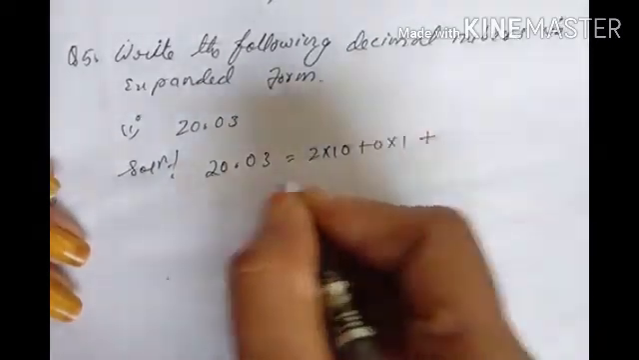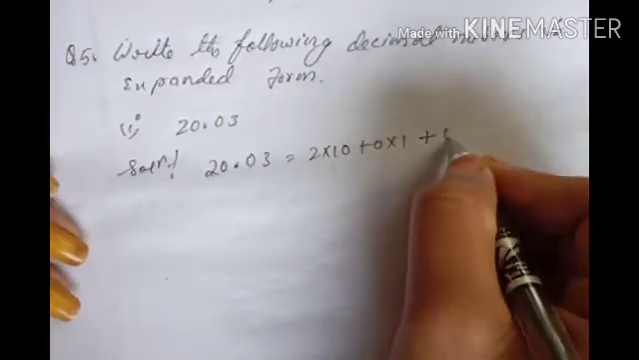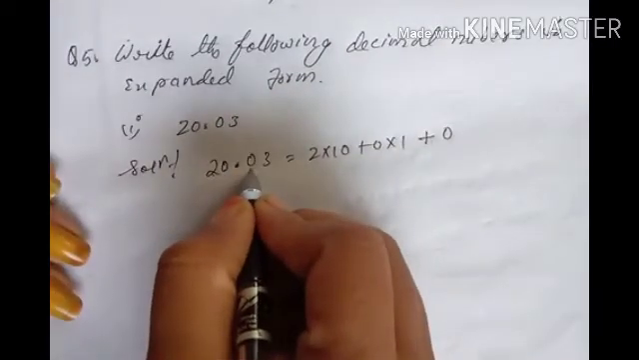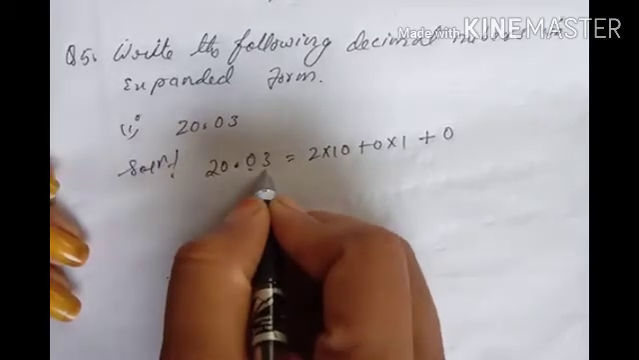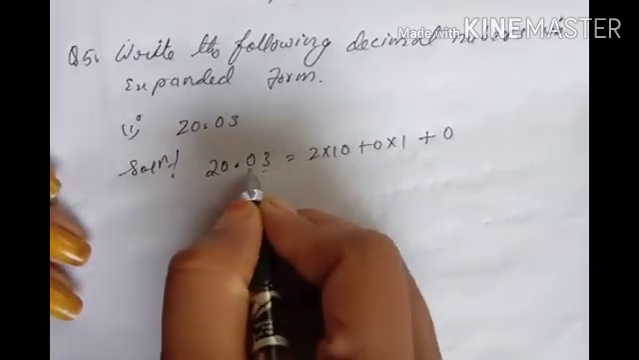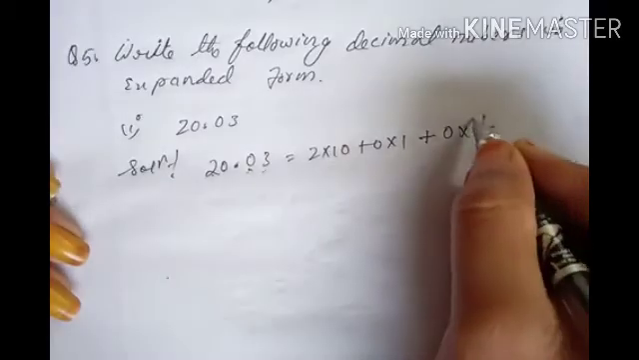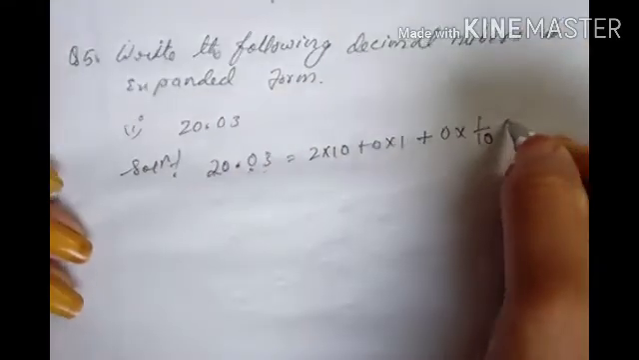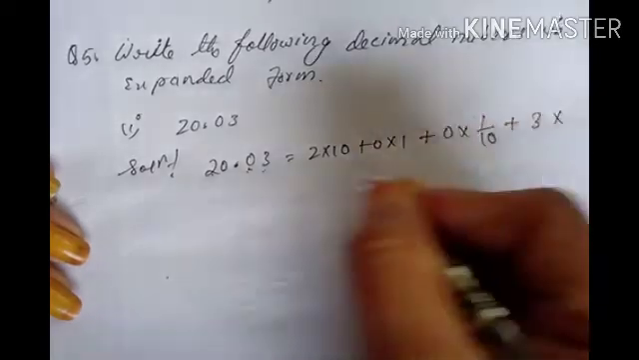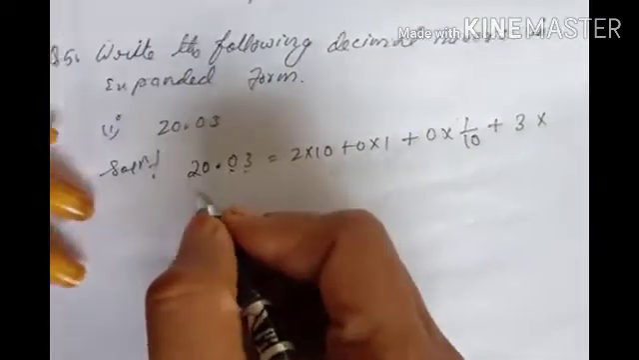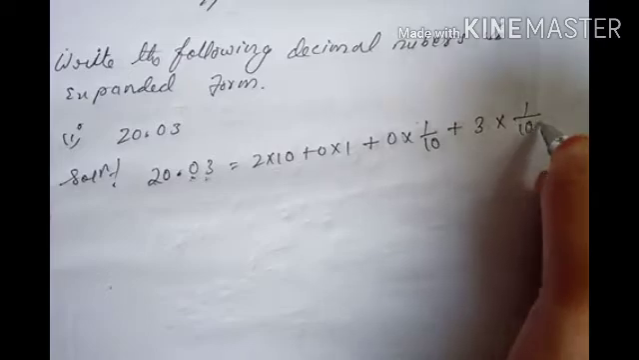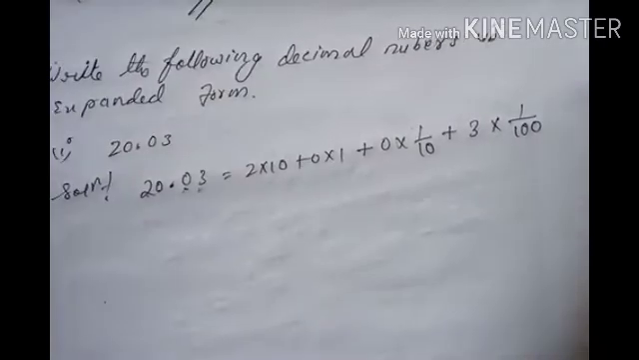Now plus, after the decimal, 0, and this 0 is in which place? 10th place, isn't it? We used to count 10th, 100, 1000. So 10th means you have to multiply 1 upon 10 like this. Now next, what is the next digit, plus 3, and this is in which place? 100 place. So what you will do, 1 upon 100. Okay, in this way. I hope you have understood.